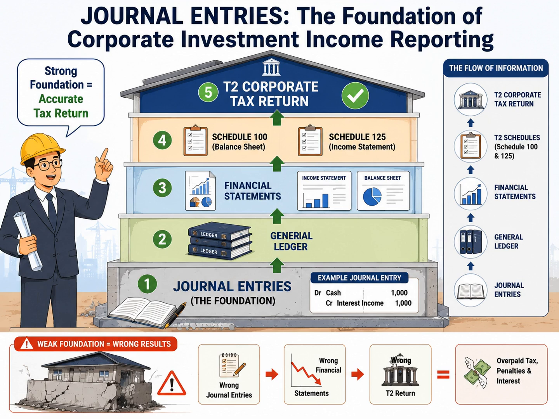The key lesson from this slide is simple. Corporate tax returns are built from financial statements. Financial statements are built from accounting records. And accounting records are built from journal entries. In other words, journal entries are the foundation of corporate investment income reporting. Everything else is built on top of them.